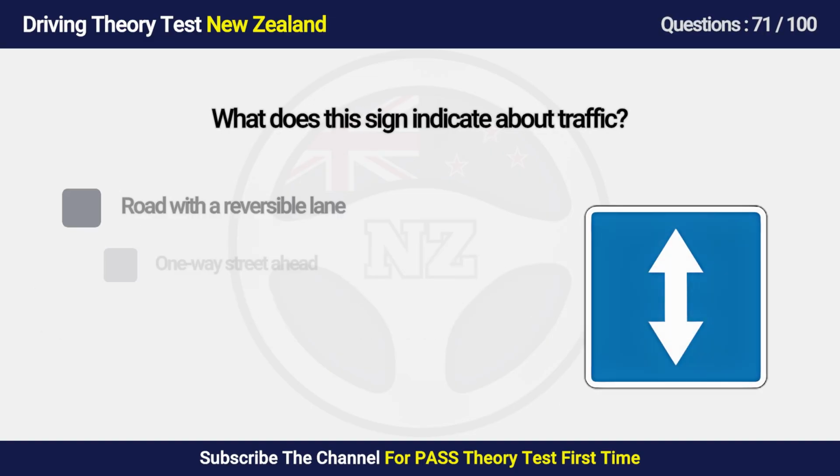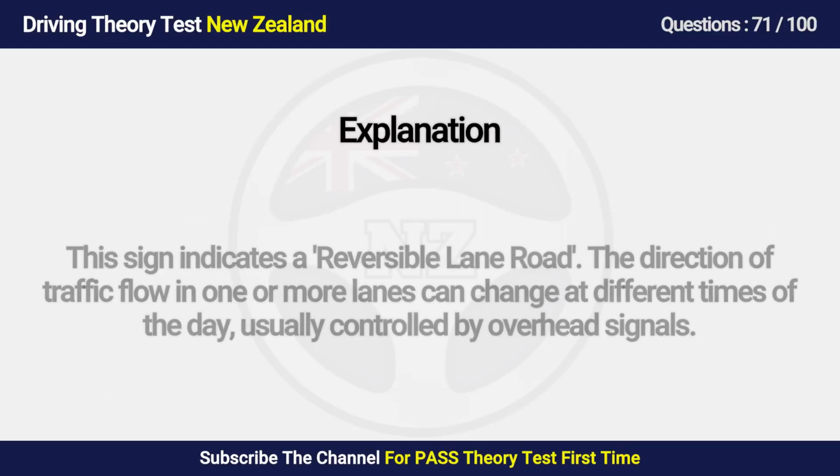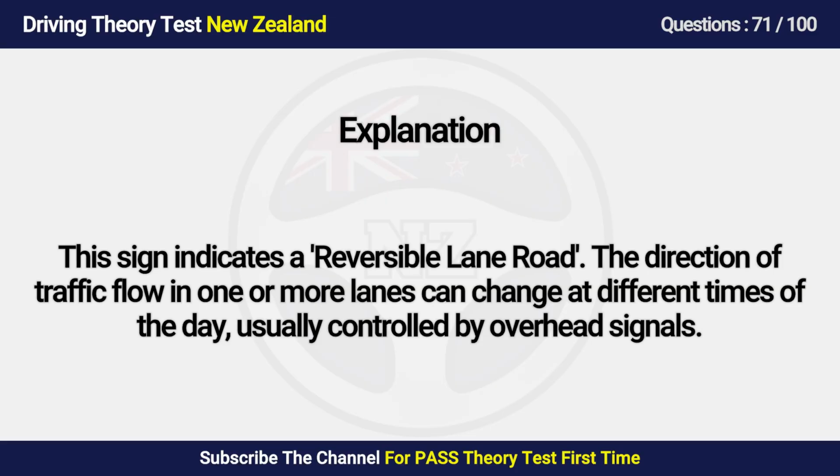Question 71. What does this sign indicate about traffic? A. Road with a reversible lane. B. One-way street ahead. C. End of one-way street. D. Lane for public transport. Answer is A. Road with a reversible lane. This sign indicates a reversible lane road. The direction of traffic flow in one or more lanes can change at different times of the day, usually controlled by overhead signals.